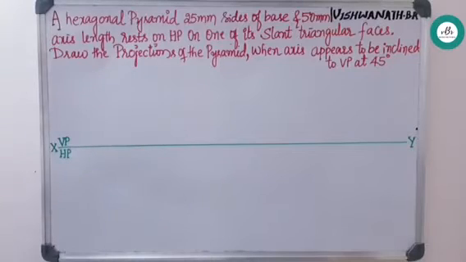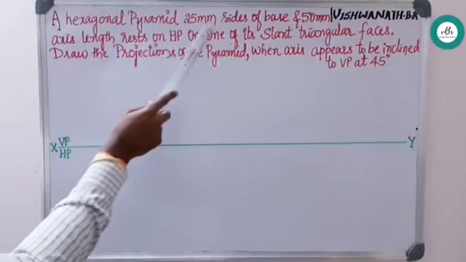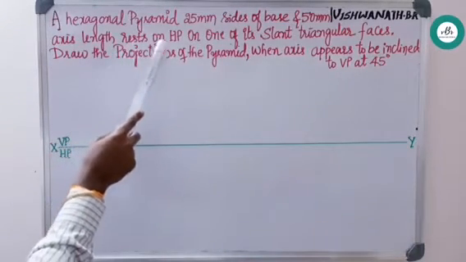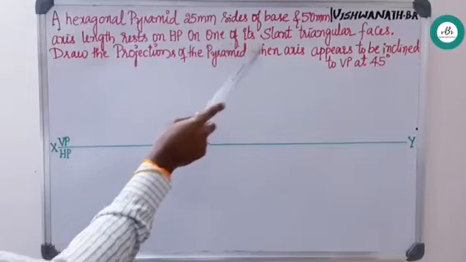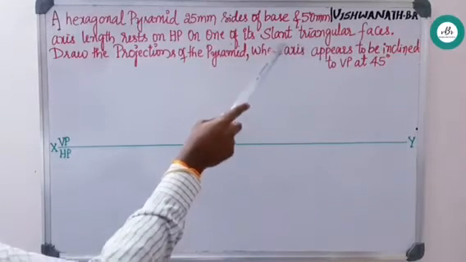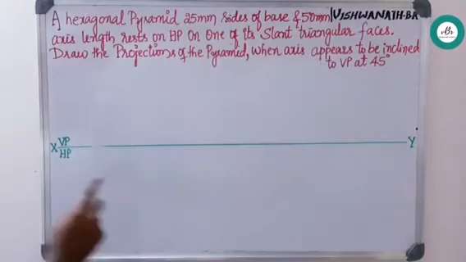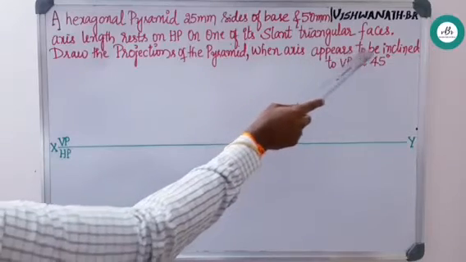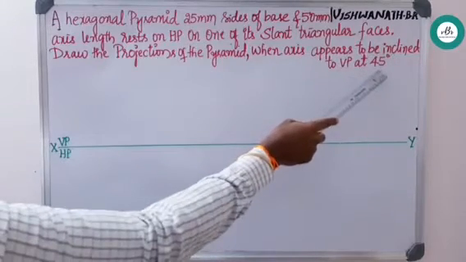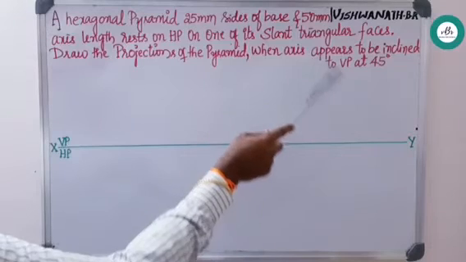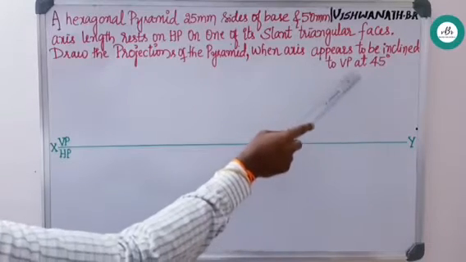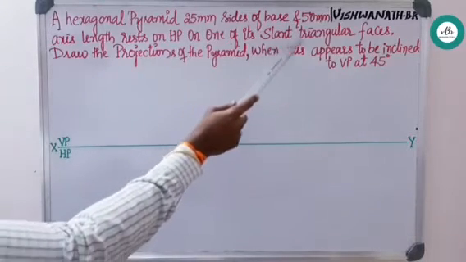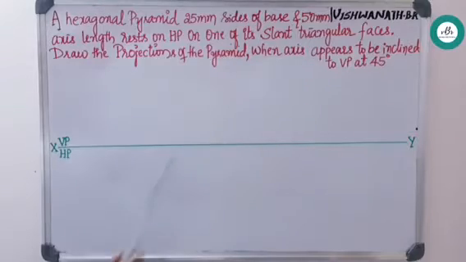We shall read the question now. A hexagonal pyramid, 25 mm sides of base and 50 mm axis length, rests on HP on one of its slant triangular faces. So this goes to the second condition. Draw the projection of the pyramid when axis appears to be inclined to VP at 45 degrees. Since appearance is given, this is a non-beta case problem. So we shall start with an edge condition since it is resting with a slant triangular face.